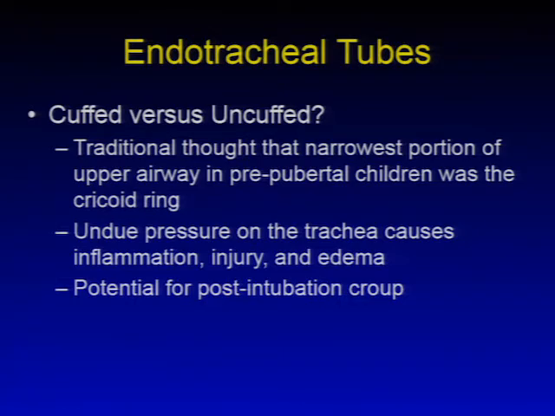One of the major debates in pediatric anesthesia has been whether to use a cuffed or uncuffed tube. The traditional thought was that the narrowest portion of the upper airway in young children was the cricoid ring. The feeling was that with a cuffed endotracheal tube, there would be undue pressure on the trachea, causing inflammation, injury, and post-intubation edema and croup.